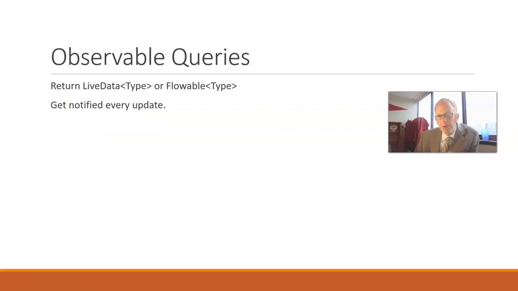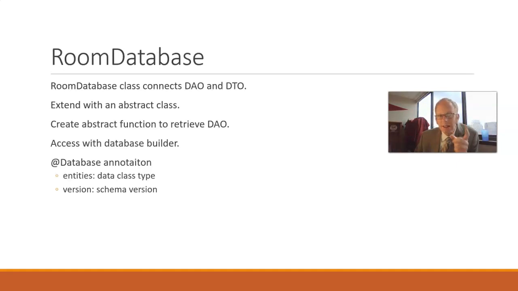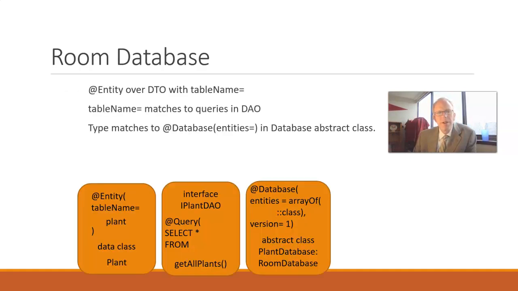Now, observable queries, like the one we're going to create, will return a LiveData object, which means our activity can listen to that LiveData object. We also need to make a Room database class, something that extends from RoomDatabase, and that's going to help to put all of this together.